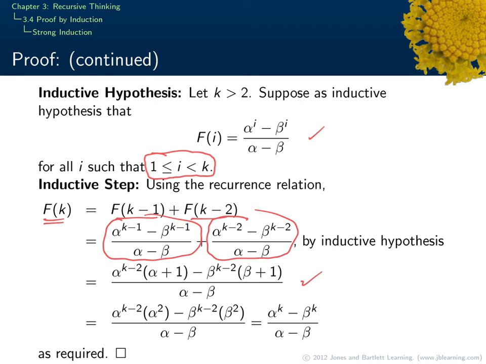But remember, alpha plus 1 can be replaced by alpha squared. Same thing with beta plus 1. It can be replaced by beta squared. And when you do that, after all the dust settles, you wind up with exactly what you wanted, that the kth Fibonacci number is given by this quotient here.